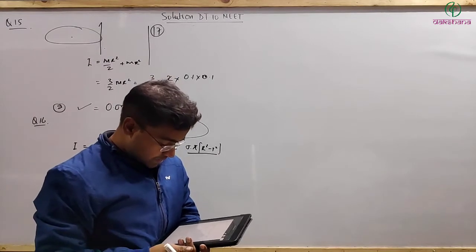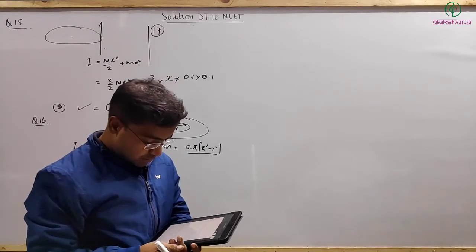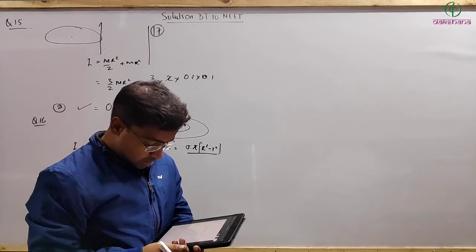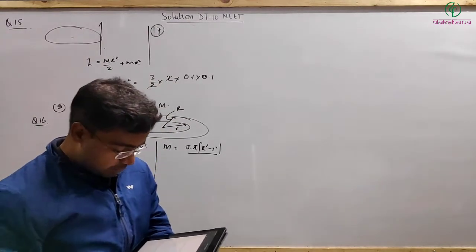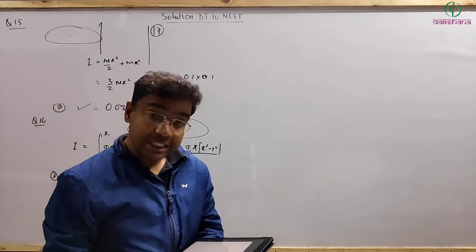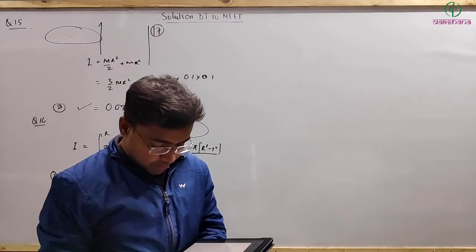A 1/4 sector is cut from a uniform circular disc of radius capital R. This sector has mass m and it is made to rotate about a line perpendicular to its plane and passing through the center of the original disc. Its moment of inertia about the axis of rotation.